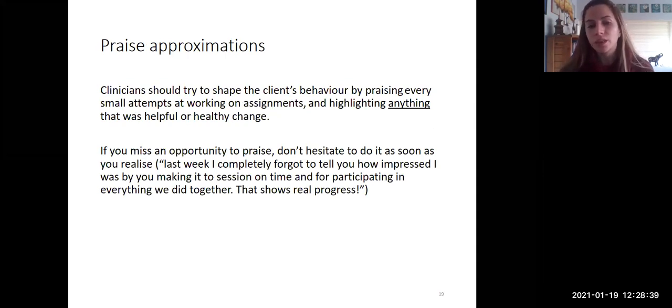And then the other thing that's really important is to praise approximations. So what we're doing is trying to change really deeply ingrained habits. And so people aren't going to just change overnight. Insight is not sufficient for change. It's necessary, but it's not sufficient. And so them understanding the consequences, them wanting to change is typically not enough. That shaping of their behavior needs to occur, and that takes time.